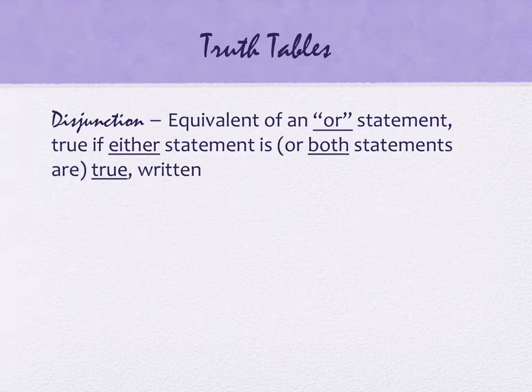Disjunctions. Disjunctions are or statements. And or statements are true if either of the individual statements themselves are true. You don't need both of them. You could have both of them, but you don't need both of them.